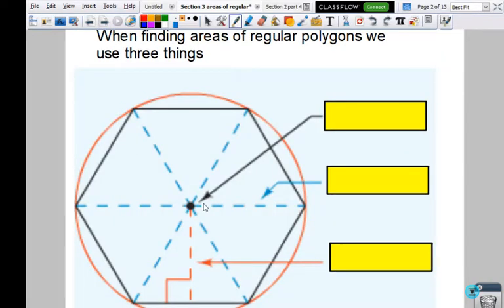Finish off homework. Relax. Okay, what we're going to be doing today and tomorrow is we're going to find the area of regular polygons. Sneak that in. No, be prepared. So we're going to find the area of a regular polygon.